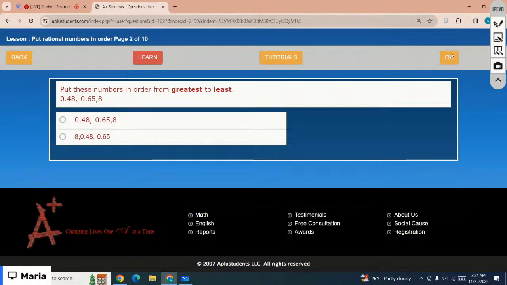Okay. So you have arranged them from greatest to least. So 0.48, negative 0.65 and 8. So the greatest would be 8, right? Then you have 0.48 and the last one is negative 0.65. So option number, yes, 2 is the correct option.